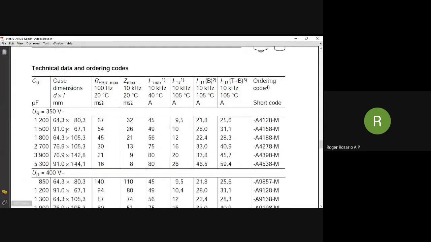If you look at this tabular column, this is RESR. ESR is the equivalent series resistance at 100 hertz, 20 degrees Celsius. It is 67, 54, 45, 30 for different values of capacitor. 67 milliohms. How does this ESR affect? It gives rise to heat and increases the temperature.